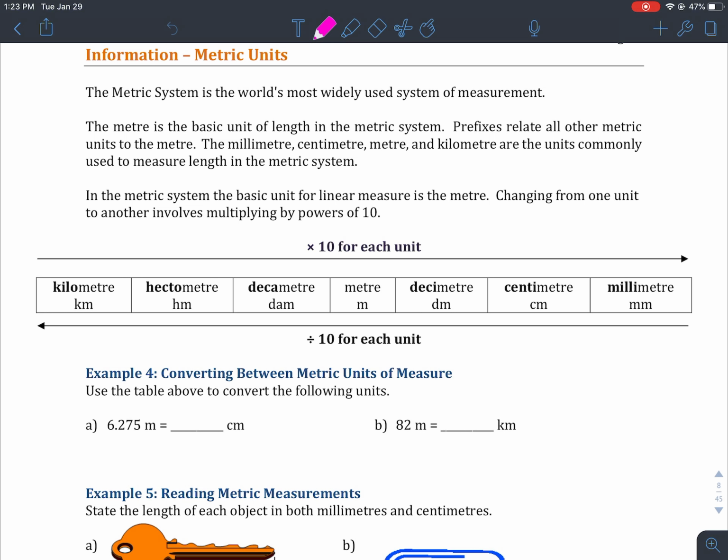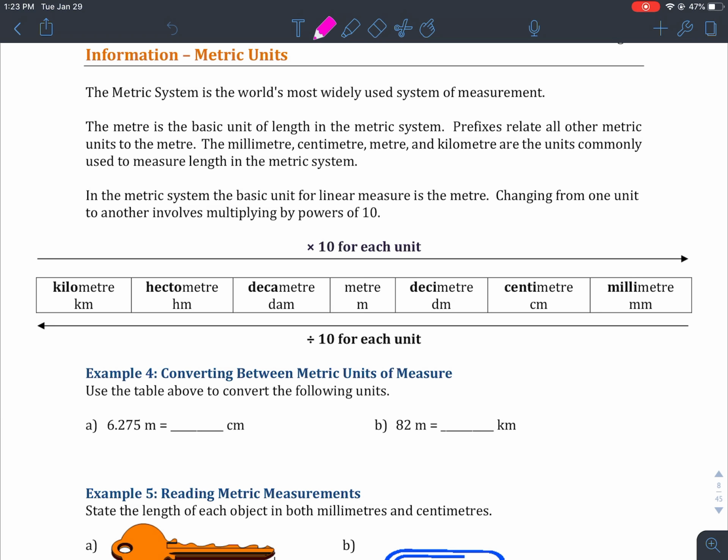Welcome back, everybody. Today we're going to talk about metric units, and the metric system is the world's most widely used system of measurement. Really, the only people that still use the imperial system are the United States. Everywhere else has pretty much adopted the metric system, and the meter is the basic unit of length in that metric system. Prefixes relate all other metric units to the meter.